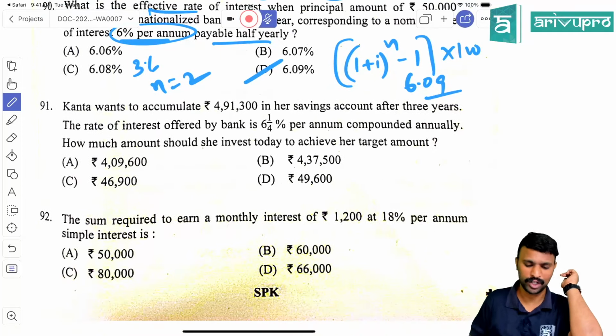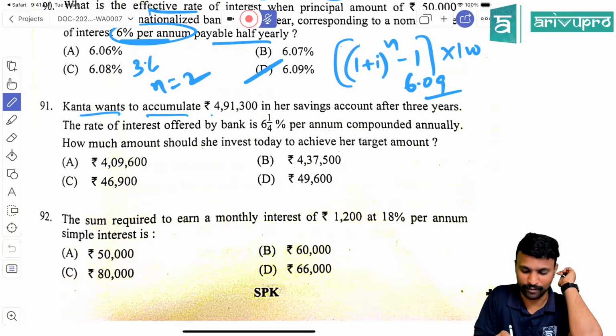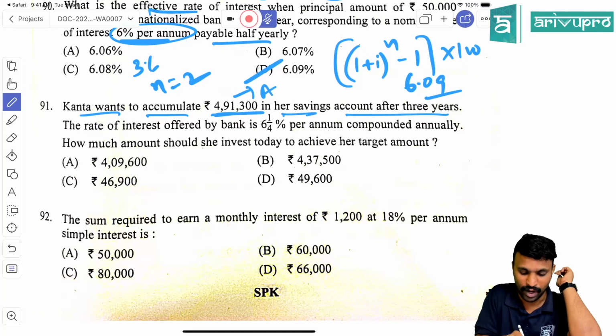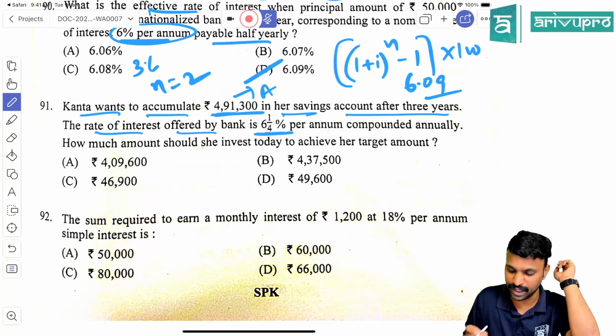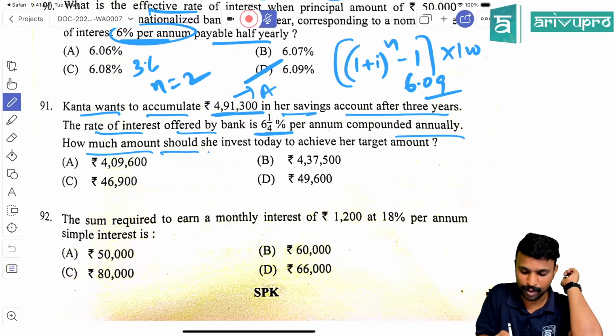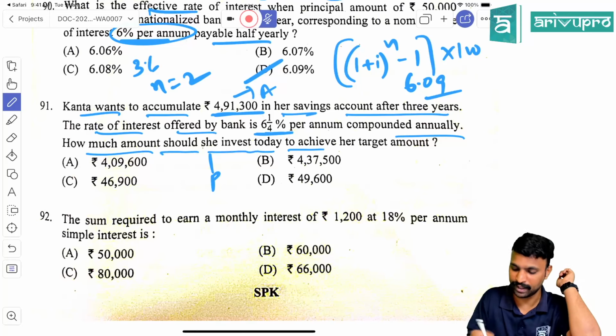Yes or no? Moving on to the next question, Kanta wants to accumulate 4,91,300 in a saving account after 3 years. So obviously this is the amount. Yes or no? The rate of interest offered by the bank is 6.25%. 6 1 by 4 means 6.25% compounded annually. How much amount should she invest today? That means principal we need to find out to get the amount.